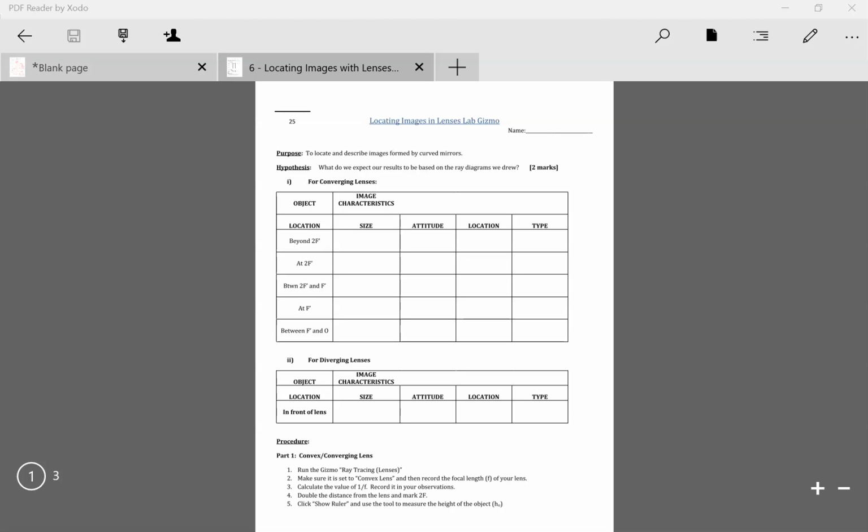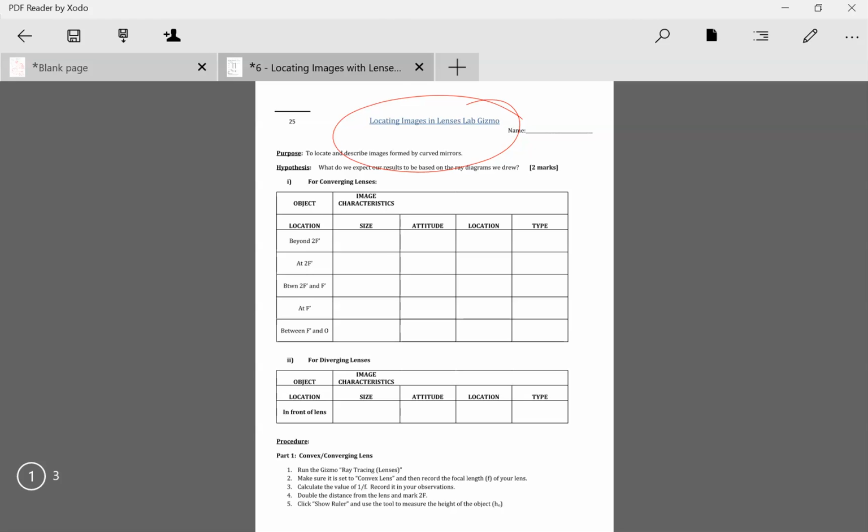So this is for the class on the 2nd of December, the Monday, where we did a Gizmo, which was locating images in lenses. As I seem to recall, actually using candles didn't really work out very well. Realistically, nobody uses candles anymore. So the Gizmo was good.